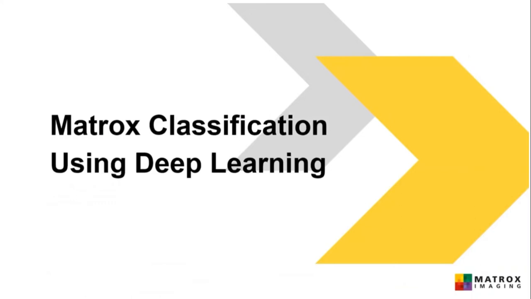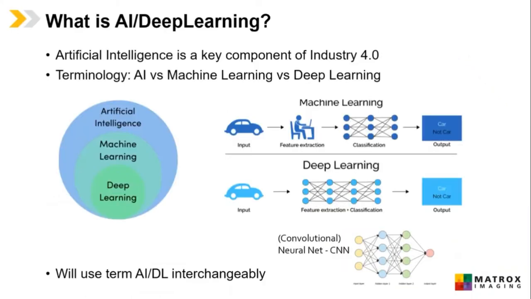So into the topic of today, which is deep learning. We'll start with a little bit of terminology. So what is deep learning? They say that artificial intelligence is a key component of Industry 4.0, in addition to cloud computing, robotics, wireless, and IoT. But we hear a lot of artificial intelligence, machine learning, and deep learning.